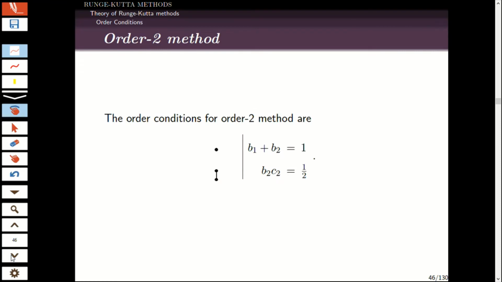Now the order condition for an order 2 method. So for order 2, we have 2 trees that satisfy the order 2 condition. One is this one, and then we have the tall tree, this one. So this is just b1.